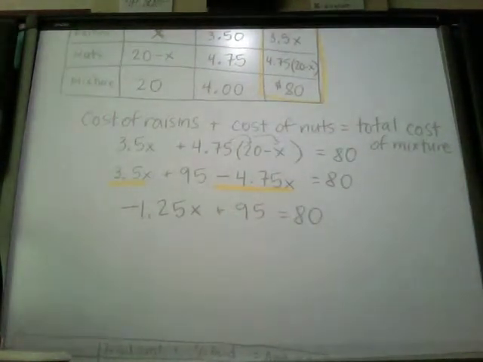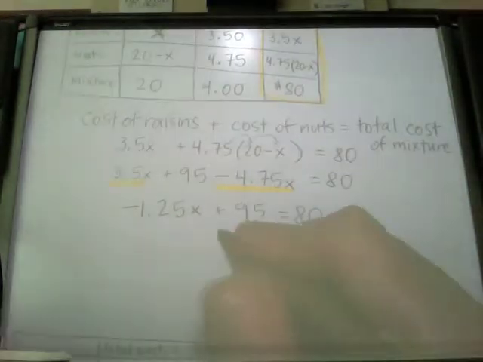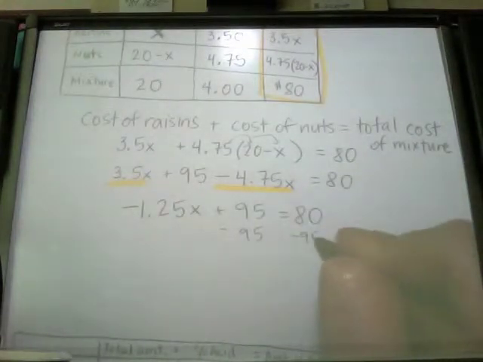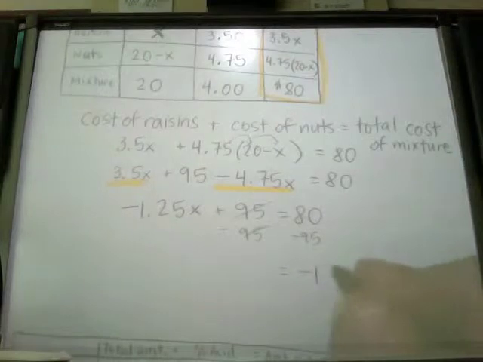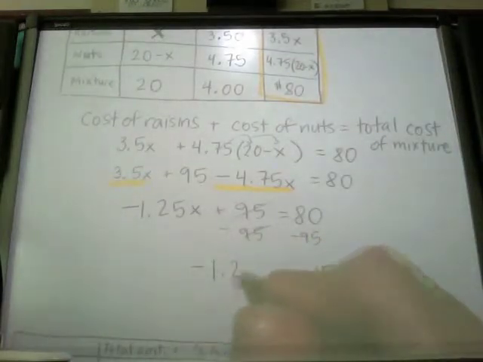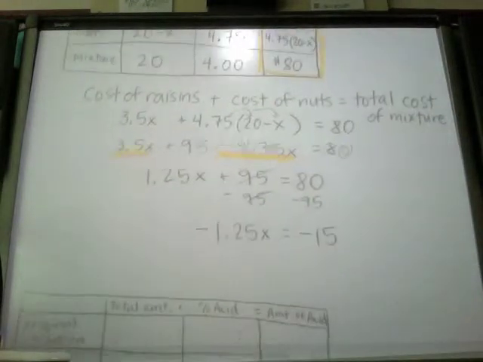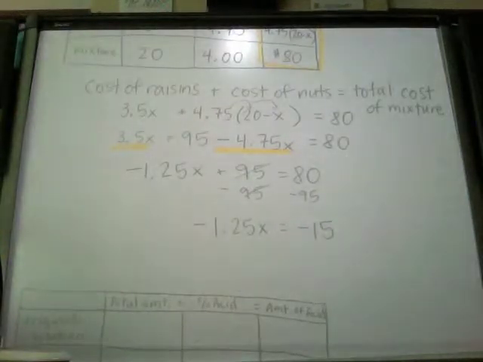I know this part takes a while. You got to be careful with your decimals and your signs. There won't be too many problems for homework. I'm going to leave the x alone. I'm going to start by undoing the 95 by subtracting it. Negative 1.25x equals negative 15.